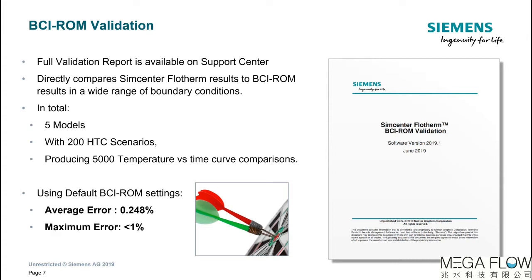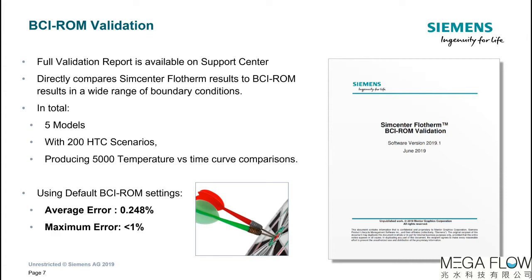It directly compares results from Simcenter Flotherm to the results from a solved BCI ROM across a wide range of applications and a wide range of boundary conditions. So in total, there were 5 different models used with 200 heat transfer coefficient scenarios, and altogether this represented over 5,000 temperature versus time curve comparisons.